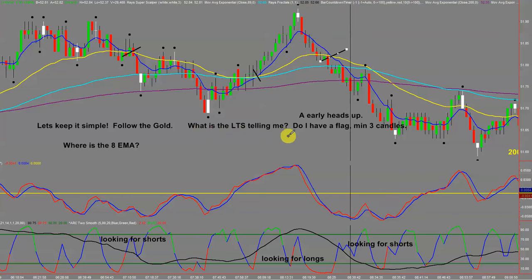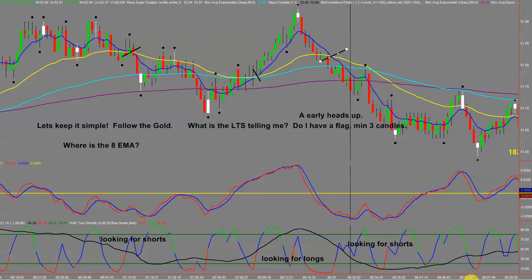So the next thing is, as an early heads up, do I have a flag? Now if you study chart patterns, bull flags and bear flags are nothing more than trend continuations. So what can give you an early heads up? One of the rules traditionally with a bull flag or a bear flag is that you have a minimum of 3 candles pulling back.